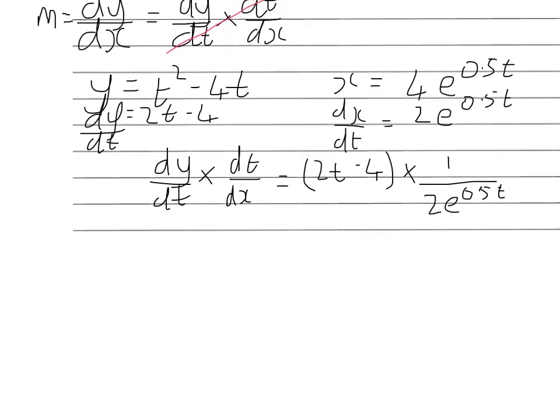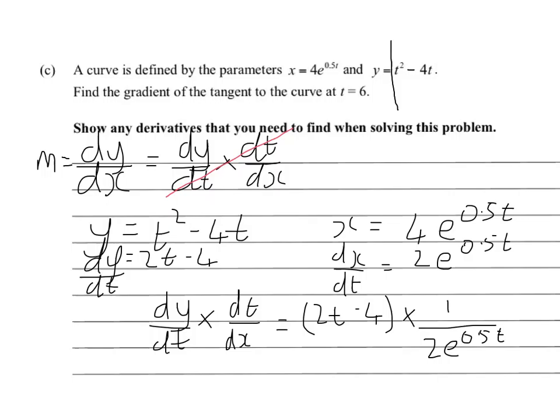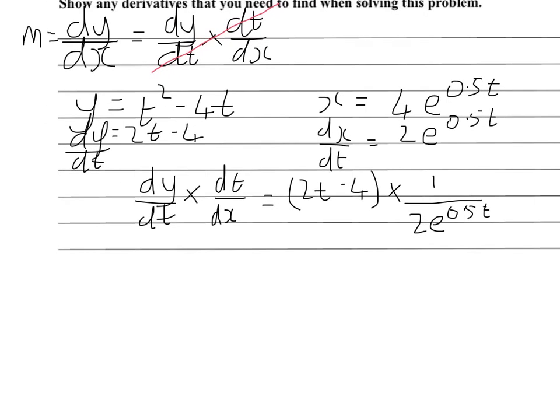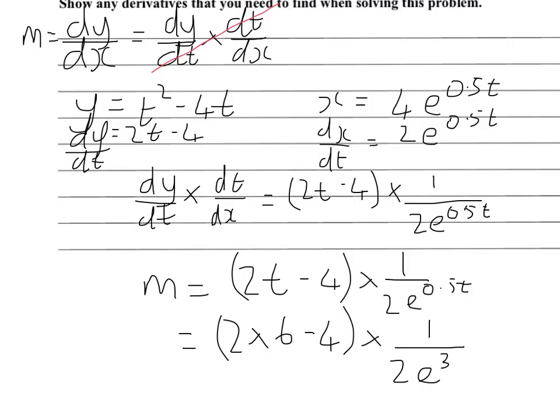We want the gradient of the tangent when t equals 6. So we've got the gradient function, and the gradient is going to be what the gradient function is when t equals 6. Now this is the gradient function, we've just worked it out. So what happens when t equals 6? Well, I have 2 times 6 minus 4 times 1 over 2e to the 0.5 times 6, which is 3.